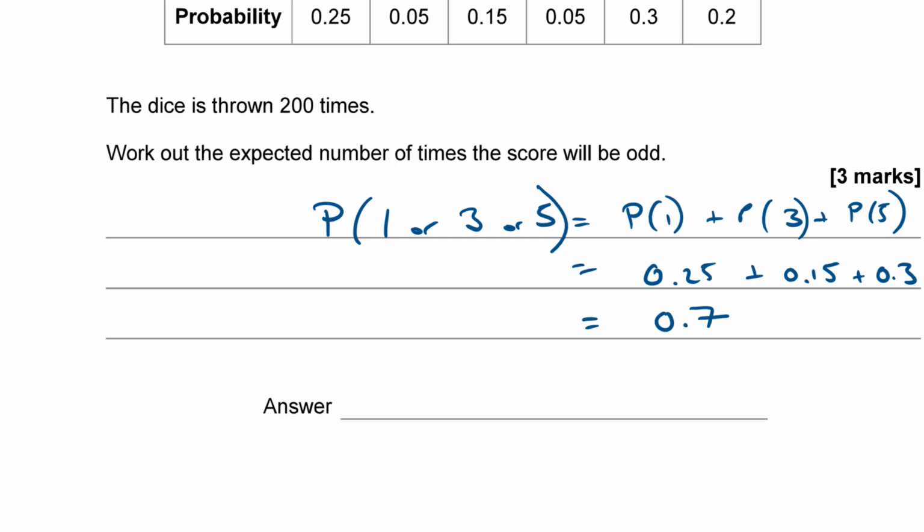So our expected number of outcomes is going to be equal to our probability of success, 0.7, times our number of trials, which is 200. So what's 0.7 times 200? Well, that is the same thing as 7 times 20, which is 140. I'd expect it to be odd 140 times. Now you could have just as equally worked out the expected number of 1s and the expected number of 3s and the expected number of 5s and added them up. That would also work, but I think this way is slightly quicker.